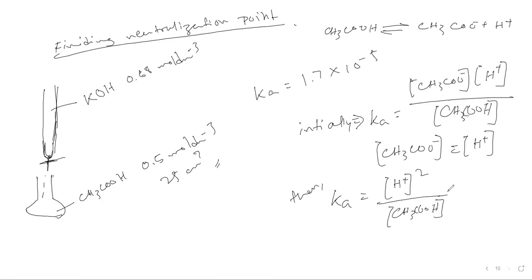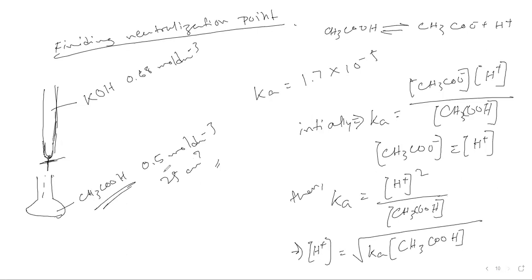So this is for the initial part. Now if we simply try to find the concentration for H plus, we make H plus the subject, taking everything to the other side and taking the square root, which gives us this. Now we do know the initial concentration for CH3COOH, which is this one, and the Ka value is given.